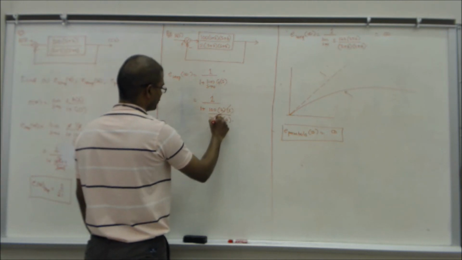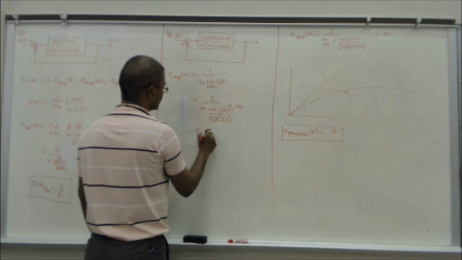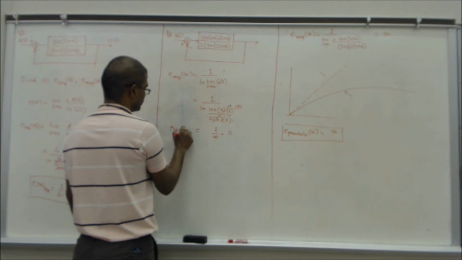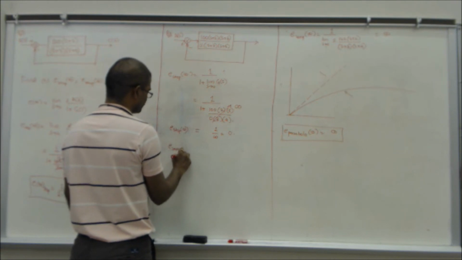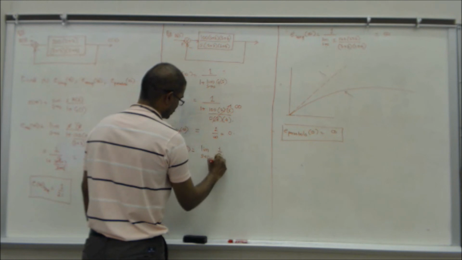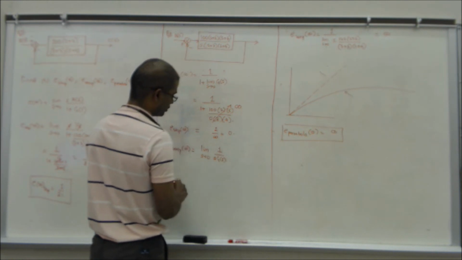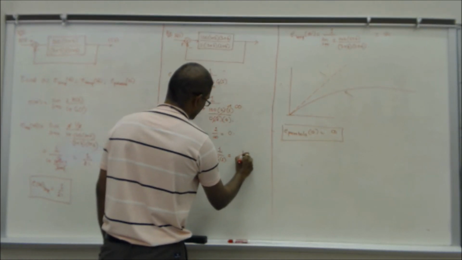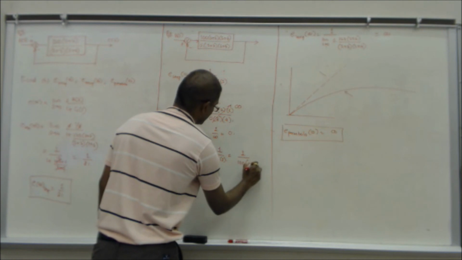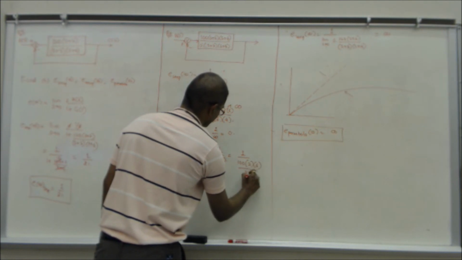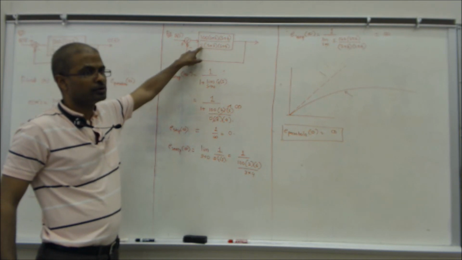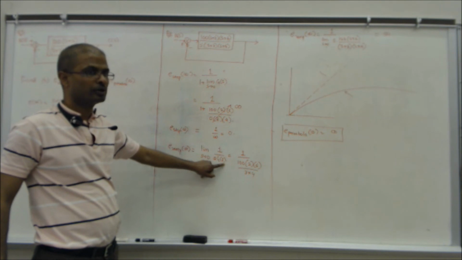This goes to infinity. 1 plus infinity, so this is 1 over infinity, which is 0. And E ramp is simply limit 1 over S into G. So here it is 1 over 100 into 2 into 6. What happens is this S cancels with this S. When you substitute G of S here, it cancels with this S.